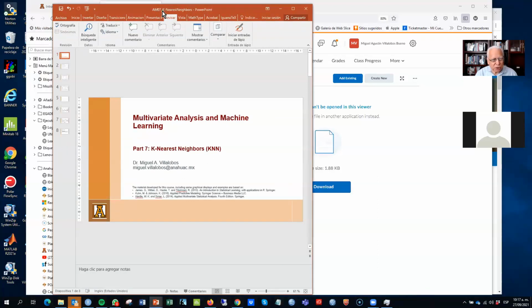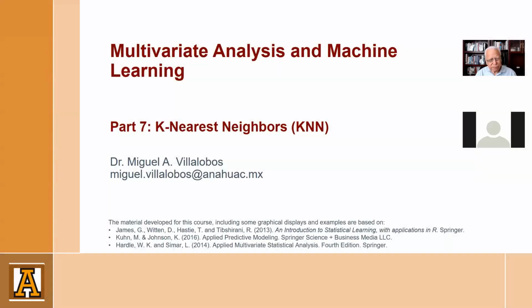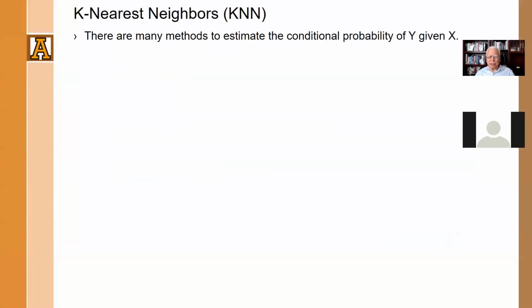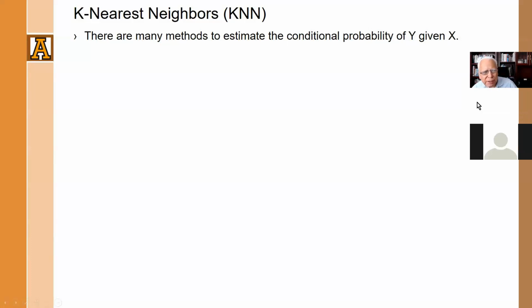This is presentation number 7, K nearest neighbors. And that's another classification method that is very simple to use, and that's why sometimes it is used, but it's not very robust. Essentially, as in the linear discriminant case or the quadratic discriminant case, we're trying to estimate the conditional probability of y, my response, given x, which is the vector of predictors.